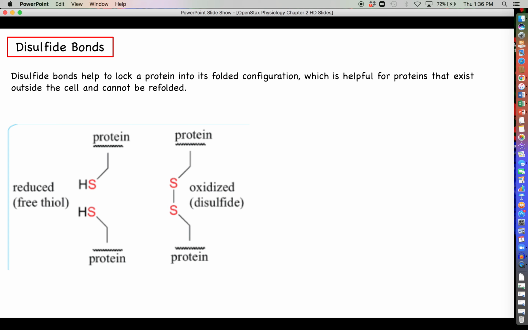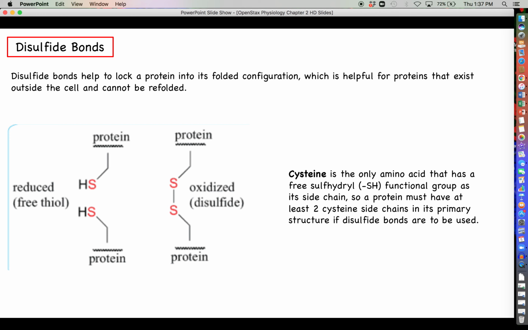So let's talk a little bit more about disulfide bonds. Disulfide bonds, just like any of the other tertiary interactions, are there to help lock the protein into its folded configuration, except because this is a covalent bond, it is a little bit more permanent. It's not strictly permanent, but it locks you into place in a way that hydrogen bonds and ionic bonds just cannot do. This is especially helpful for proteins that are exported out of the cell, and they get away from the machinery inside the cell that could refold them if they happen to unfold themselves.